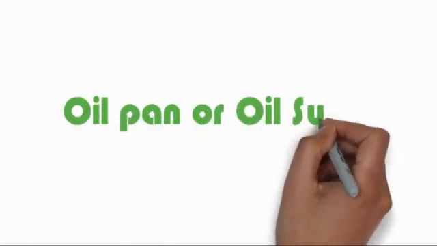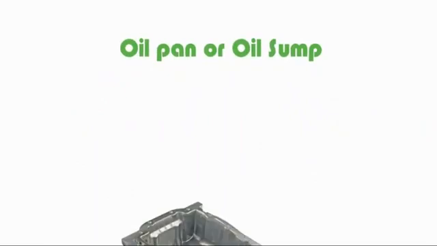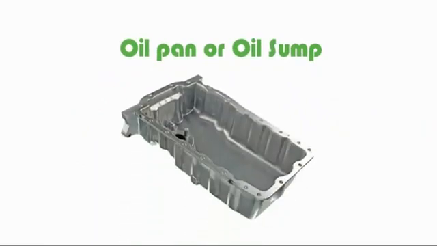Oil pan, or sump. The oil pan, also known as the oil sump, is attached to the bottom of the engine, and stores all the oil used in the lubrication of the engine.